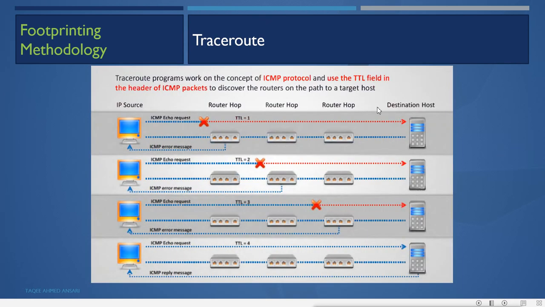Then the next thing is traceroute. This traceroute program works on the concept of the ICMP protocol and uses the TTL field in the header of the ICMP packet to discover the routers on the path to a target host. That means it is to find out the path from the source to the destination and how far it is. Traceroute uses ICMP echo packets to do this.